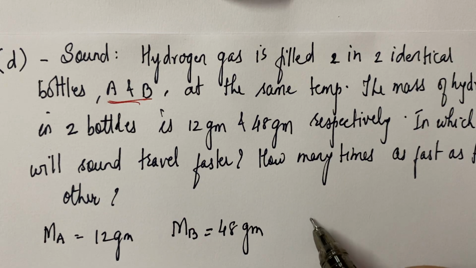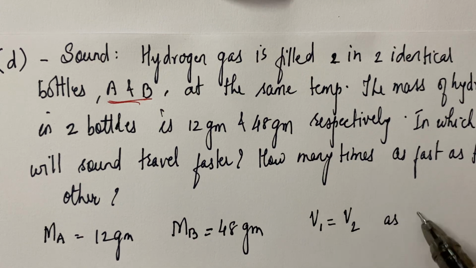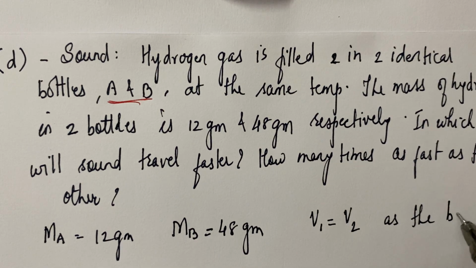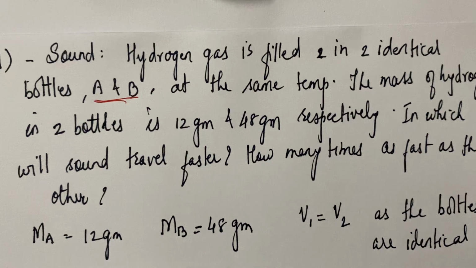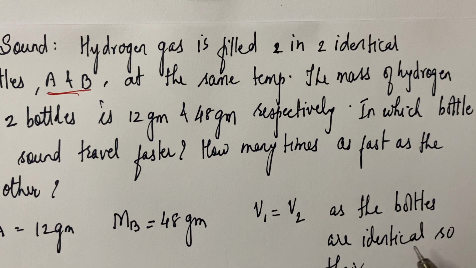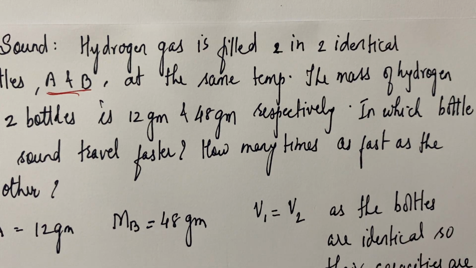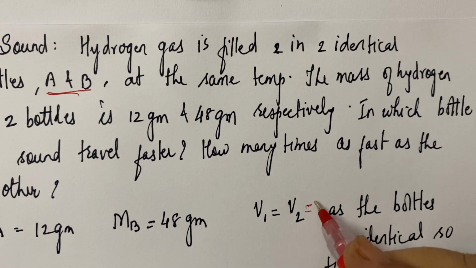So V1 is equal to V2 as the bottles are identical, so their volumes or capacities will be the same. Okay? Volume is related to the capacity. The bottles are identical, so their capacities are the same. इसलिए हम V1 is equal to V2 is equal to क्या ले लेंगे?